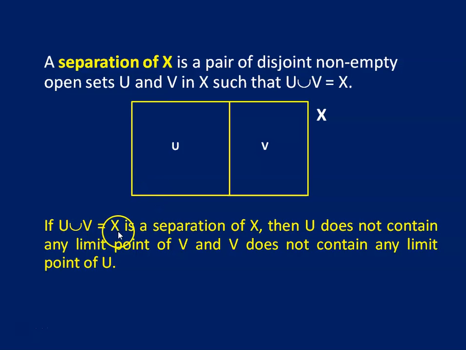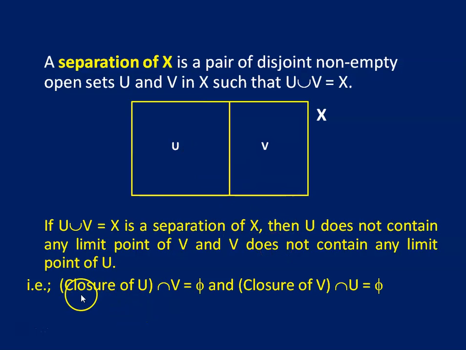If U union V is equal to X is a separation of X, then U doesn't contain any limit point of V. How? If we take any point in U, then that point cannot be a limit point of V because U itself is open, and so we have an open set U containing that point which doesn't intersect V. So any point in U cannot be a limit point of V. Similarly, any point in V cannot be a limit point of U.